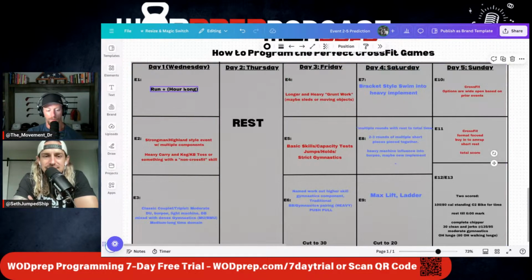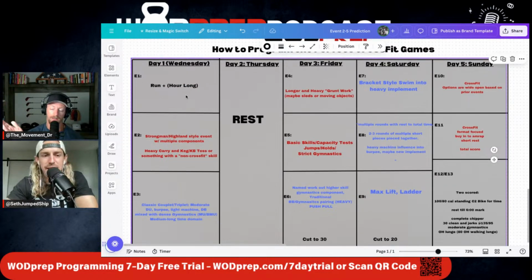So we're going to start with some form of long run, right? Very long run, hour plus, which we've only done once, or maybe twice, trail runs. I think they did it in 2020, Pendleton.